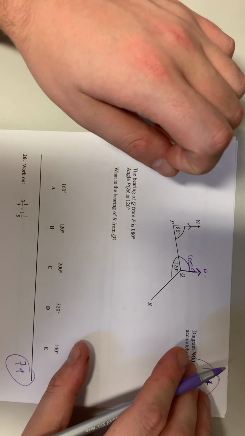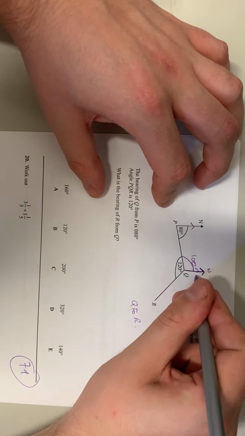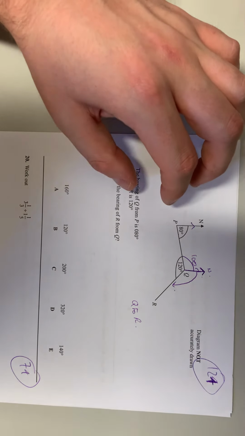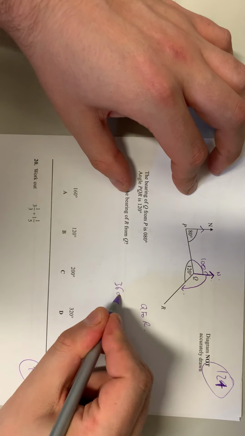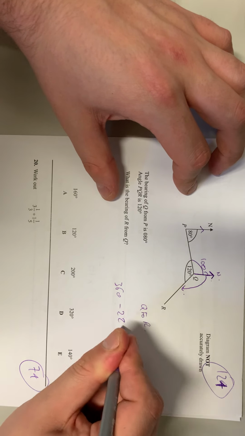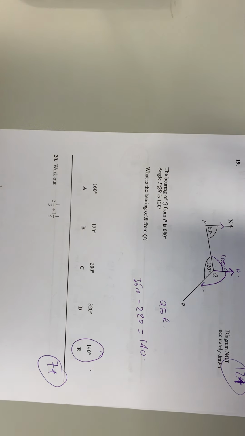What is the bearing of R from Q? So I want Q to R. So I want this bearing here. Angles around a point add up to 360 degrees. So I need to do 360, take away 220, for 140. E.